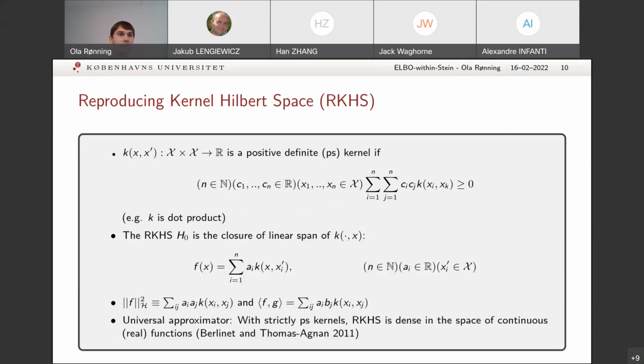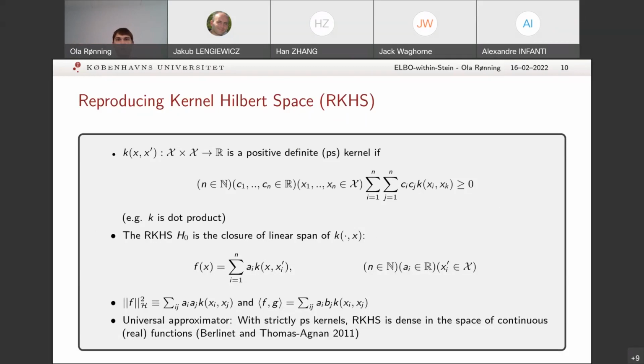And it turns out that if we choose a reproducing kernel Hilbert space for this, well, then we have these two properties, and further we actually get a closed form for the optimal, the supremum function, the supremum of the discrepancy.